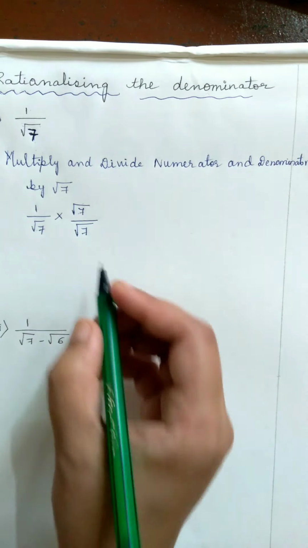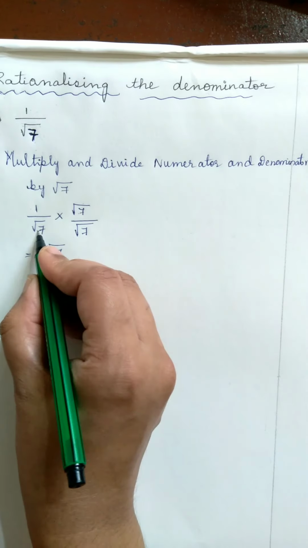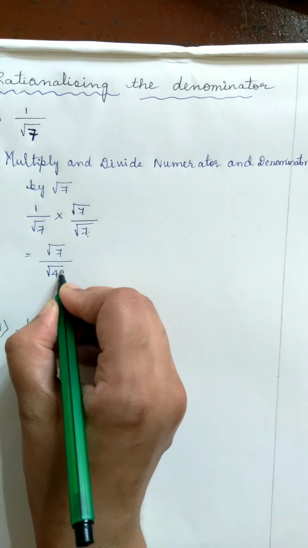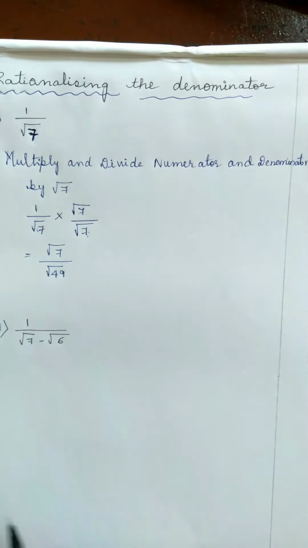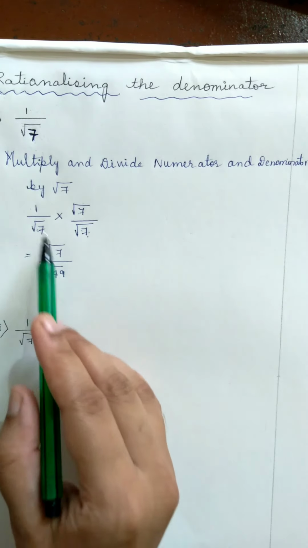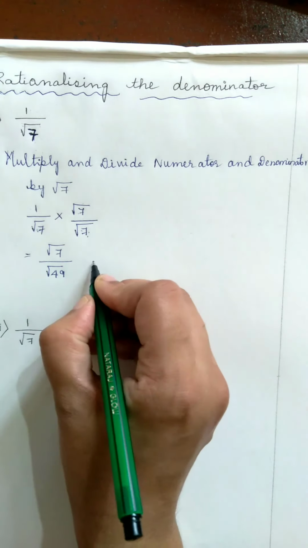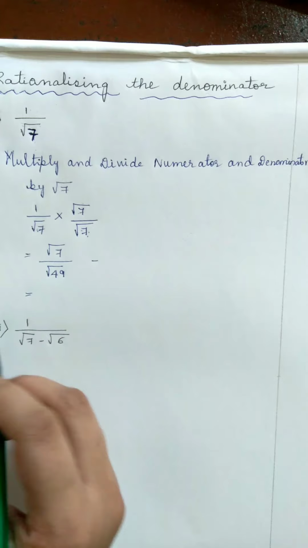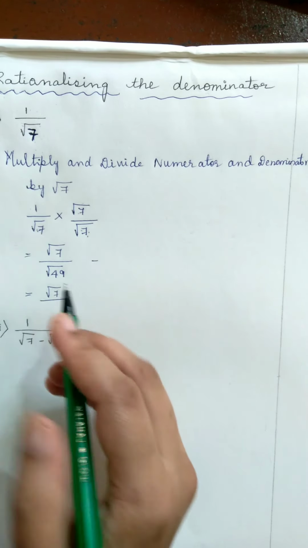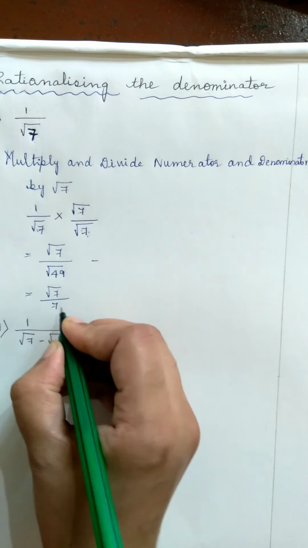root 7 into 1 will be equal to root 7. In the denominator, root 7 into root 7: 7 sevens are 49, because it contains the same root. Therefore, we can multiply the numbers under the roots. When you multiply the denominator, 7 sevens are 49, so it becomes root 49. Now, in the next step, we will write root 7 as it is. Root of 49, since 49 is a perfect square, root of 49 is 7.